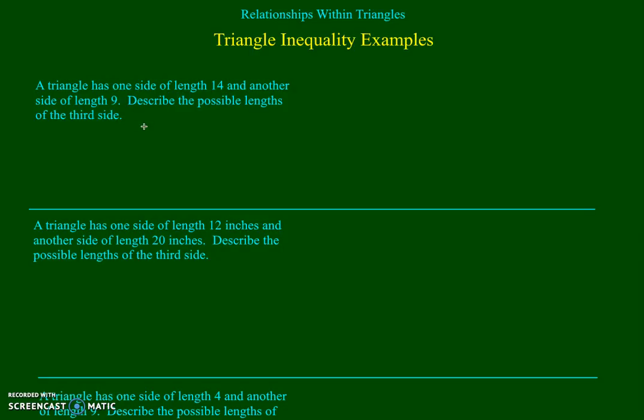Now, the way I would take care of these is to organize them. So I'm going to organize them from smallest to largest sides. So we have 9, and then we have 14. We know that the sum of any two must be greater than the third. So what we have to ask ourselves is, is there any value smaller than 9 that when added to 9 will give us a number greater than 14?